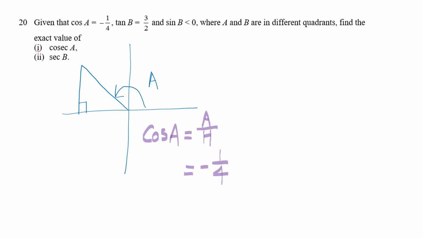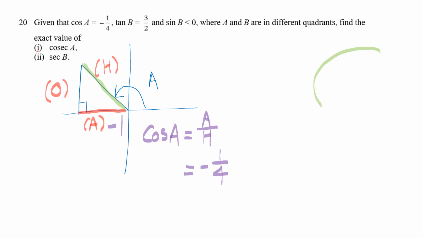Alright, so let's label all the sides. This will be opposite, this will be A, this will be hypo. Okay, right, so adjacent. So again, this one has to be a negative value because it's on the left side of your y-axis. So this one will be -1. Your hypo is actually the radius of the unit circle. The radius of the unit circle is always a positive value.